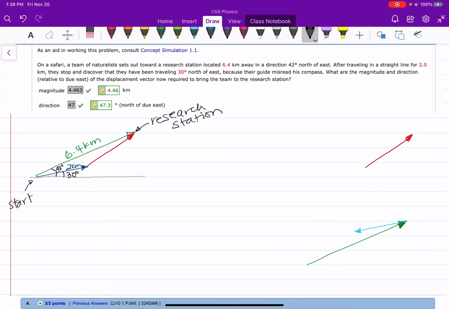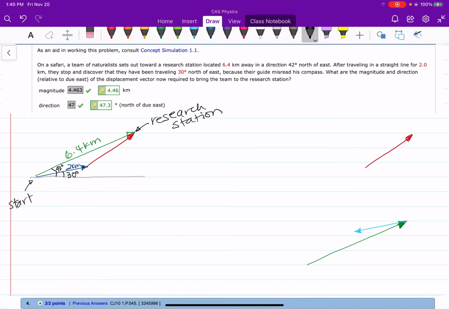Okay, so they're doing okay, except after 2 kilometers, they realize they're actually going the wrong direction. They're going 30 degrees north of east instead of 42 degrees north of east. So they course correct. So the red arrow is the thing we're trying to find. And you can see that the dark blue arrow plus the red arrow should equal 6.4 kilometers, 42 degrees north of east. So how do we find this information out?